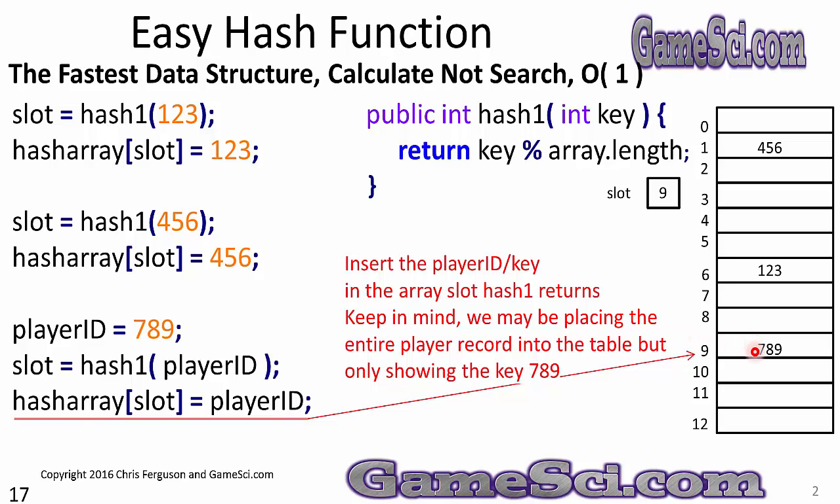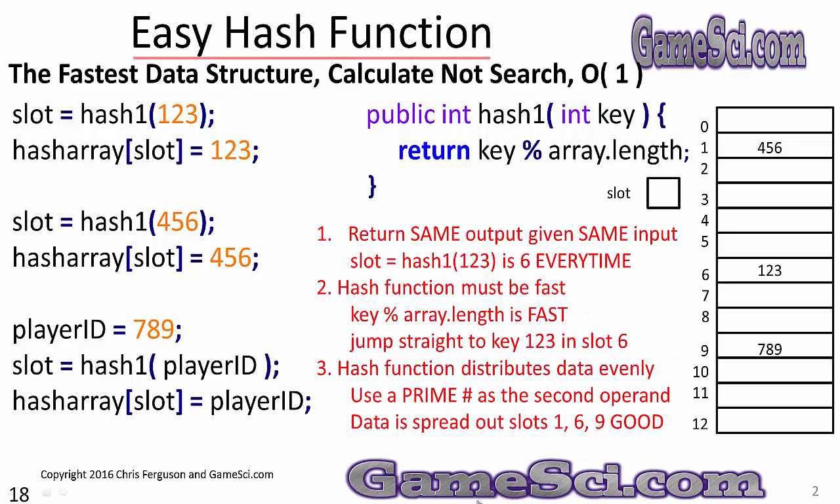Boom, there's our 789 going into the hash table. We inserted the player ID or key into the array slot hash1 returns. Keep in mind, once again, we may be placing the entire player record in the table, but only showing you the key 789. When it comes to the easy hash function, look at our original 3 goals.